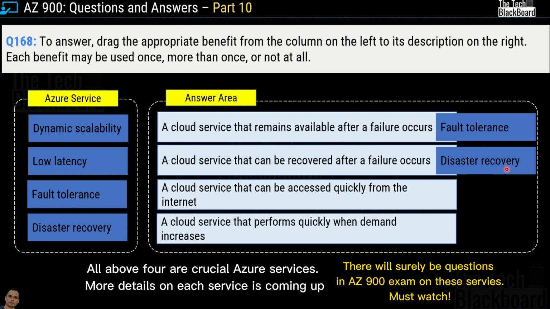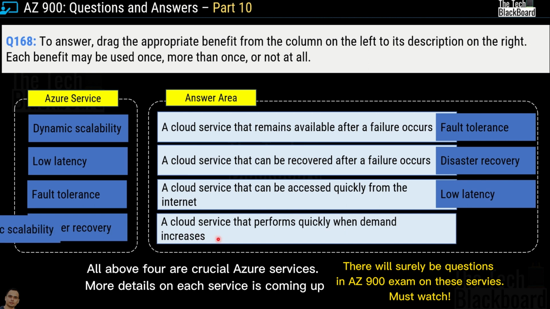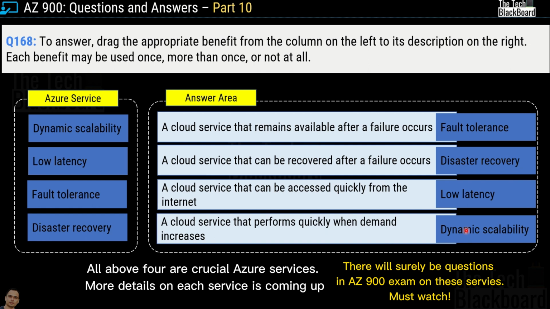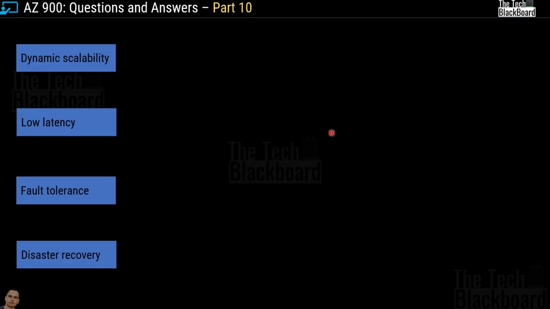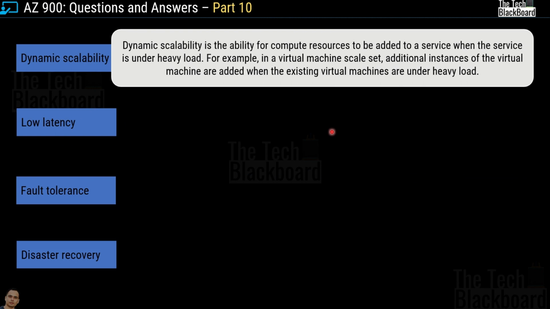Moving on with the third one, it says a cloud service that can be accessed quickly from the internet. And this one most definitely is low latency. And now the fourth definition says a cloud service that performs quickly when demand increases. And this one is dynamic scalability. Now friends, all these four services are very important Azure services, and one-liners are not enough. That's why let me give you more details on each of these, because you will get loads of questions around these services. So first, let's understand what is dynamic scalability.